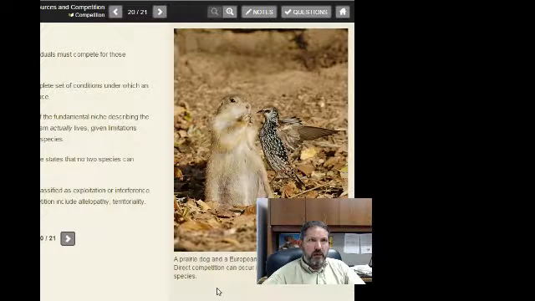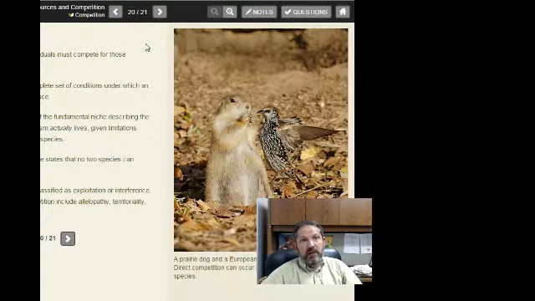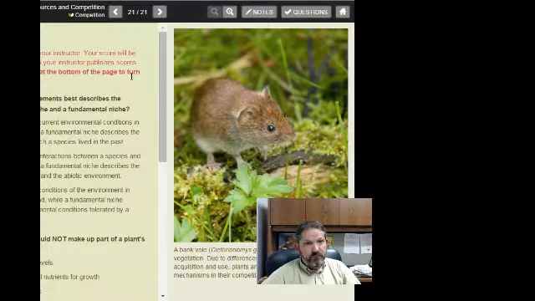But maybe deer and elk, or how do they overlap? How do they divide the niche? How do they avoid the competition? Or rabbits and deer, or things like that.